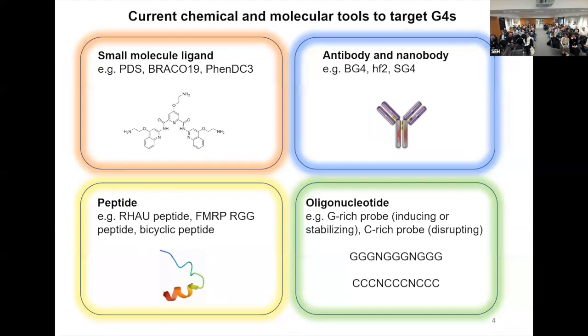So I want to get into what motivated us to start this project. We want to have some tools that can target G-quadruplexes. Some of you here are experts in aptamers and G-quadruplexes as well, so you probably know there are many small molecules that can bind to G-quadruplex, such as some shown here: PDS, developed by Shankar Balasubramanian's lab, which I did my postdoc with, BRACO-19, and PhenDC3.